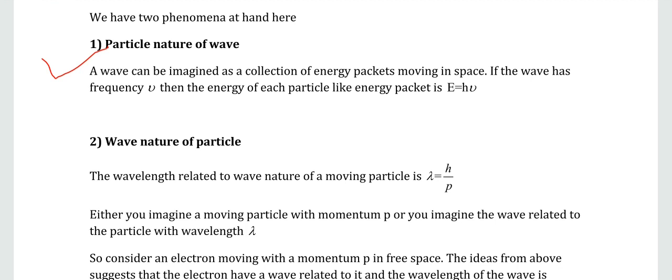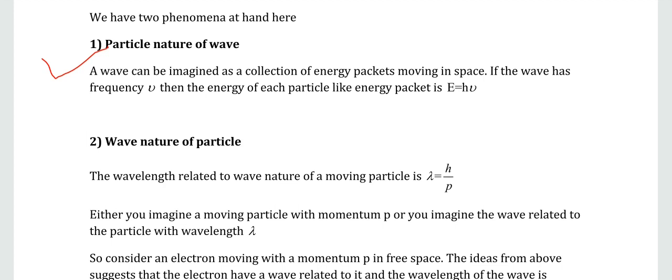For example, take the photoelectric effect. That was a big experiment that conveyed the message that electromagnetic waves are a collection of small energy packets, and these energy packets are photons, and in the experiment they can actually collide with an electron, and we can get photoelectrons.